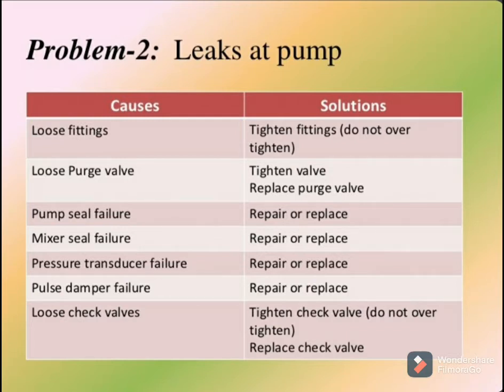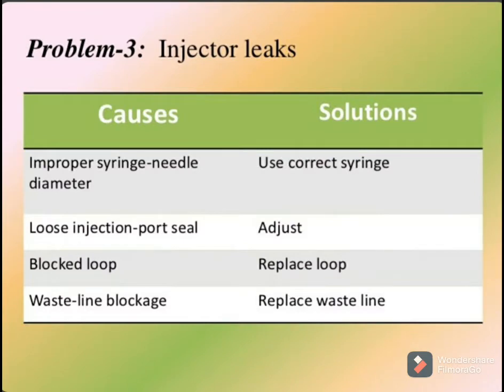Next is injector leaks. When our sample injector is taking the sample and there is leakage, then our standard sample area is not matching, and some QMS event has happened. So first we need to check that. What is the cause? Improper syringe needle diameter: use the correct syringe. Loose injection port seal: adjust it. Blocked loop: replace the loop. Blocked line: replace the line. These are the causes we are facing in injector lines.